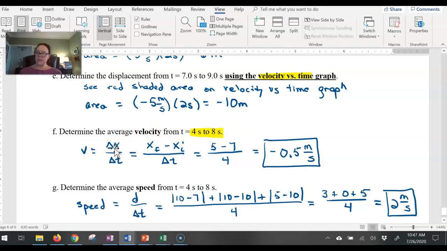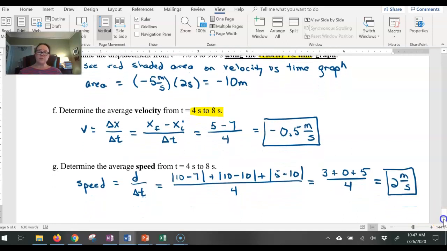To find the average velocity from time 4 to time 8 seconds, I need to find the displacement from time 4 to time 8. So I take the final position at 8 seconds and subtract the initial position at 4 seconds and divide by the elapsed time. The elapsed time from 4 to 8 is 4 seconds. And so the displacement there was negative 2 meters, and that was done in 4 seconds. So the velocity during that time period is negative 0.5 meters per second.